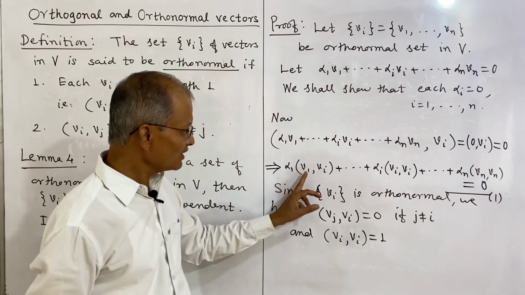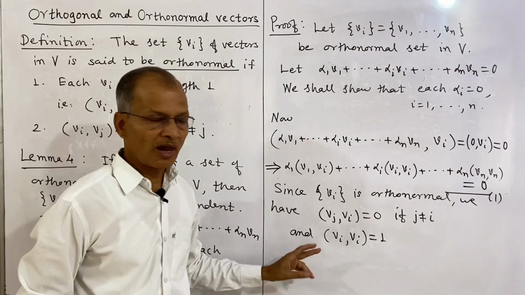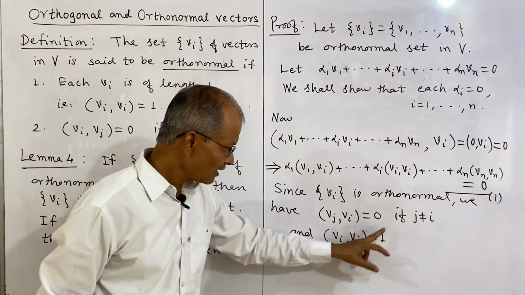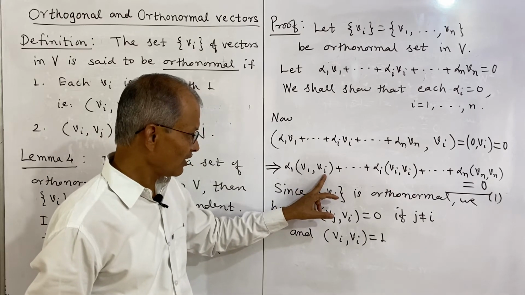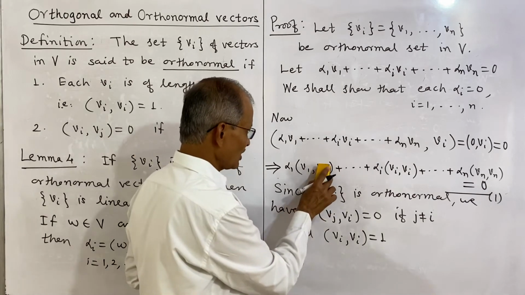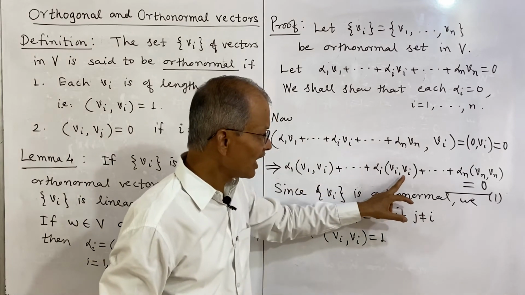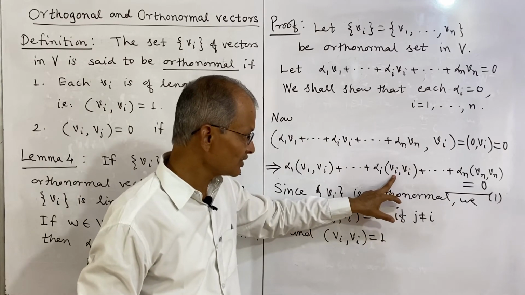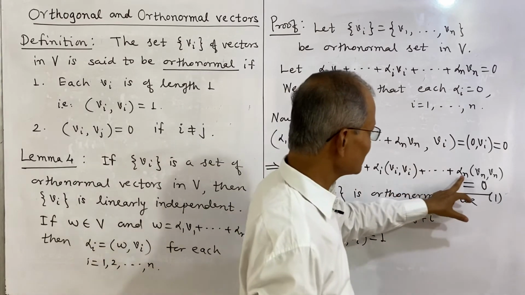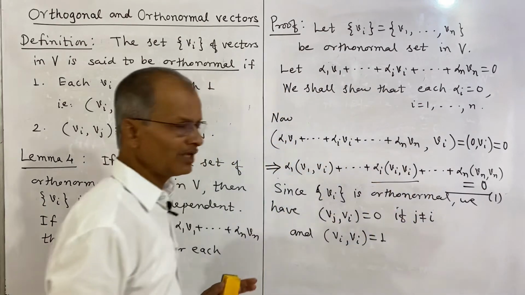See, if these suffixes are different, then the inner product is 0, and if the suffixes are equal, then the inner product is 1. So here v1 and vi, this is the inner product of v1 and vi, therefore these are different, it is 0, and so on. Here, the inner product of vi with vi, these are equal, so therefore this is 1, and again the others will be different, only this will exist and the remaining will be 0.